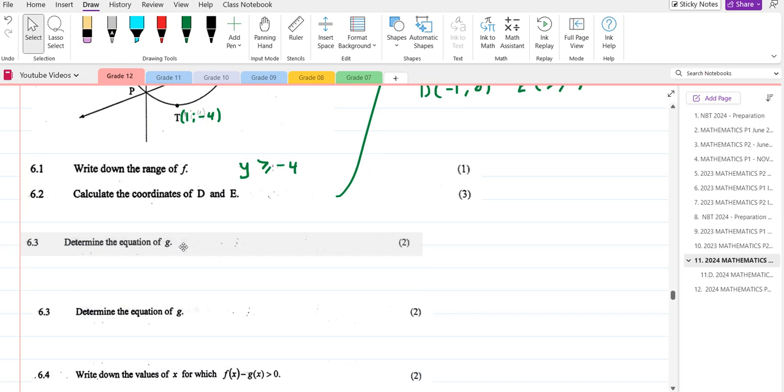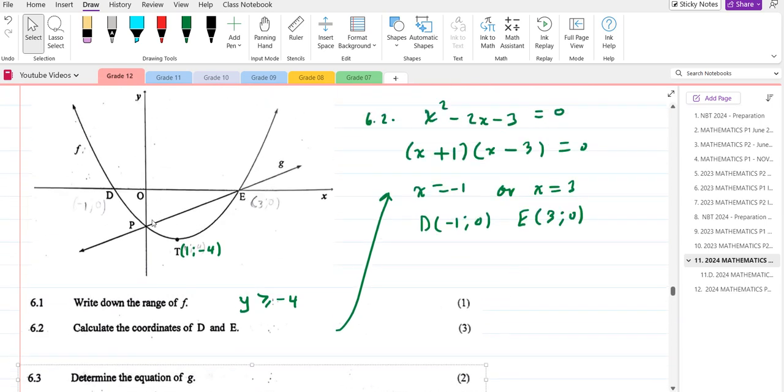Next question. Determine the equation of g. How are we going to find the equation of g? Well, it passes through the point 3, 0. And what's the y-intercept here? Negative 3. And it passes through the point 3, 0. Right, so let's find the gradient. The gradient is the change in y over the change in x, so the gradient is just 1.